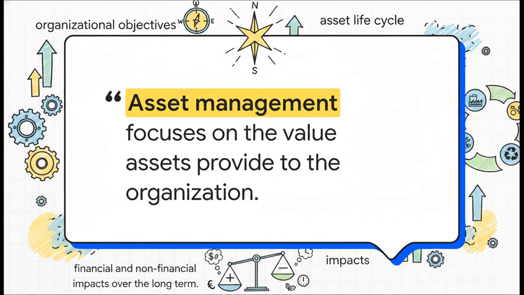The standard notes that this principle requires clear contributions to organizational objectives, plus a totally transparent view of the entire life cycle of the asset. We're talking about considering both the positive and negative impacts, the financial and non-financial stuff, over the long haul. If an activity isn't helping the asset realize value for the organization, you really have to stop and ask yourself why you're even doing it.